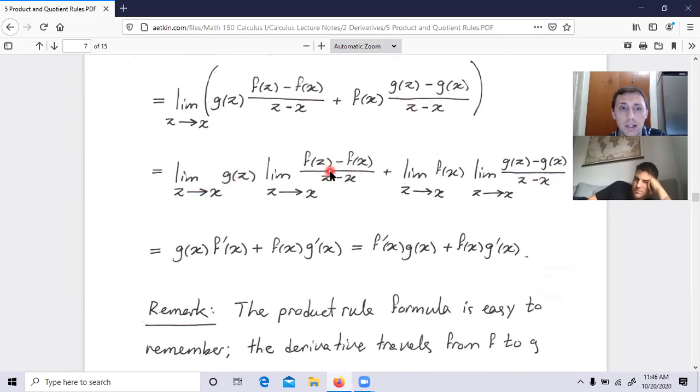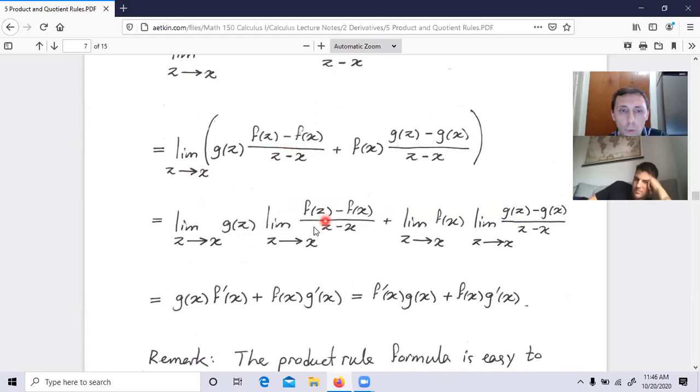So then I figure out what this limit is. This limit here is f prime of x. This limit here is g prime of x. And then the limit as z goes to x of g of z equals g of x. It's very easy to miss this one part. Why is that true? Why is the limit as z goes to x of g of z equal to g of x?